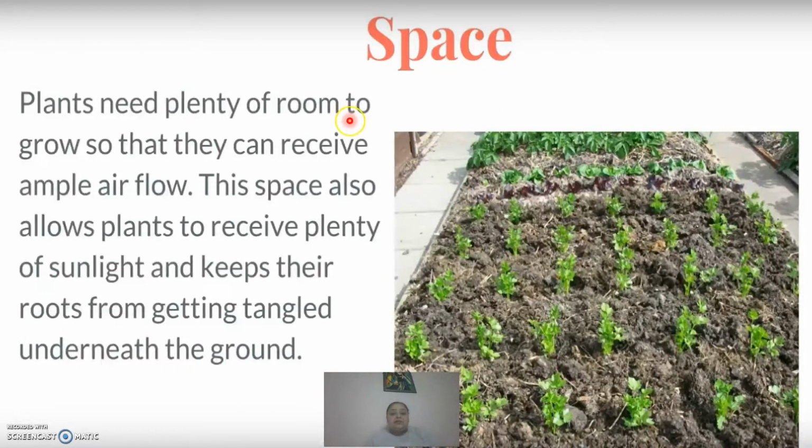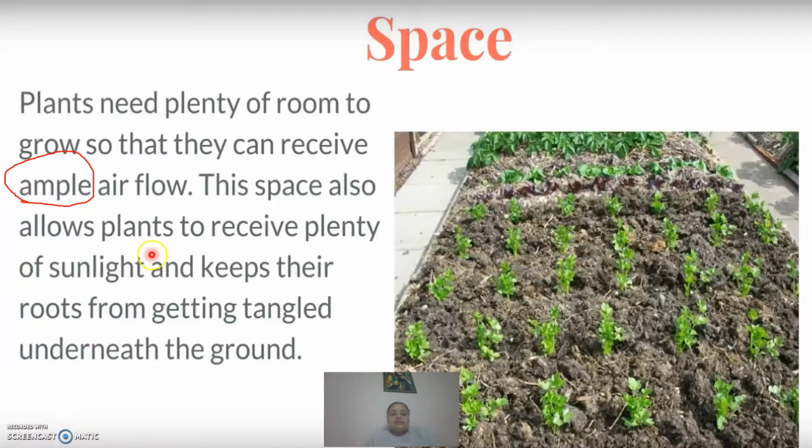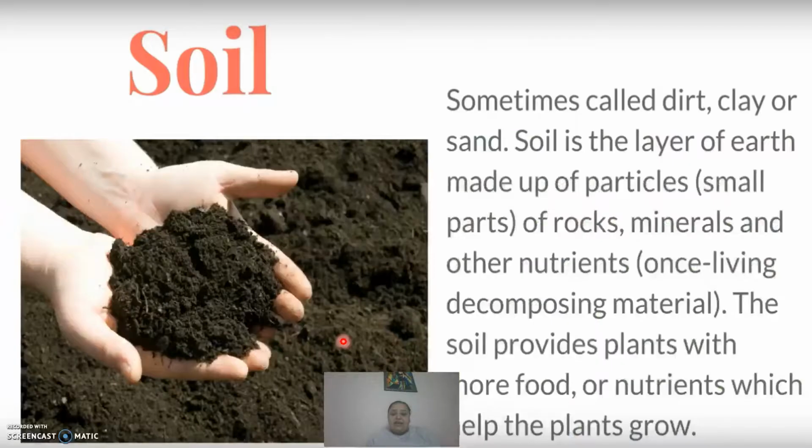Plants need plenty of room to grow so that they can receive ample airflow. Now, what is the meaning of ample here? Ample means enough, which is required. Now, this space also allows plants to receive plenty of sunlight and keeps their roots from getting tangled underneath the ground. So yes, plants also need space.